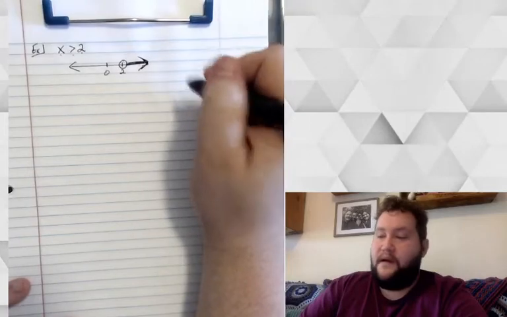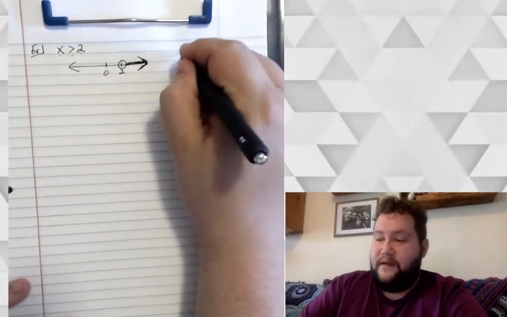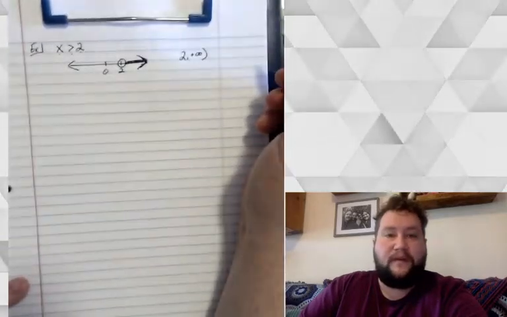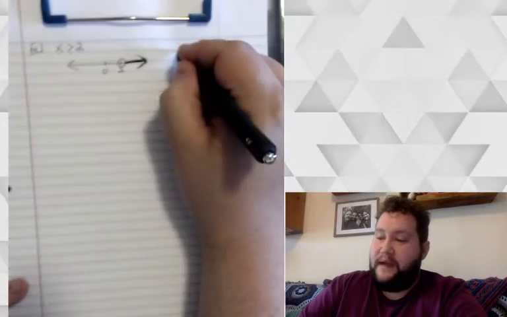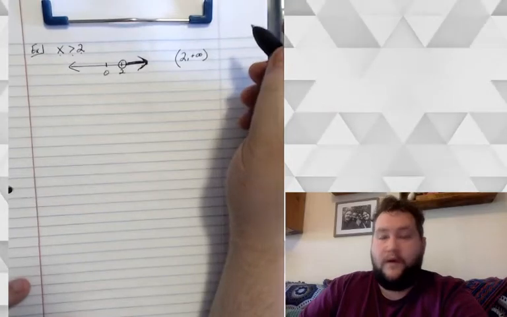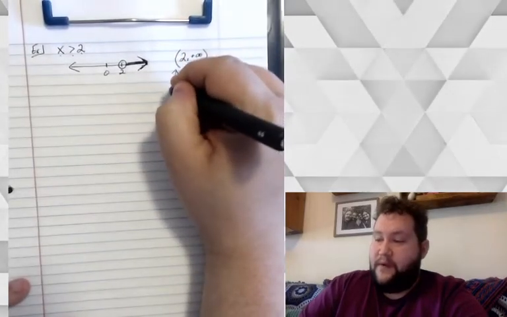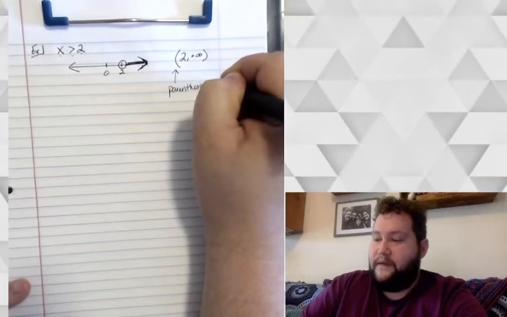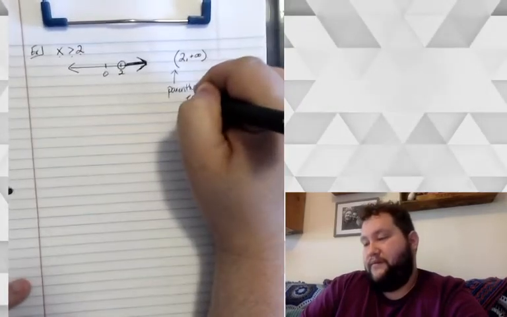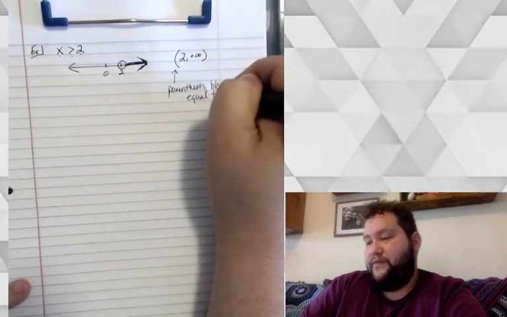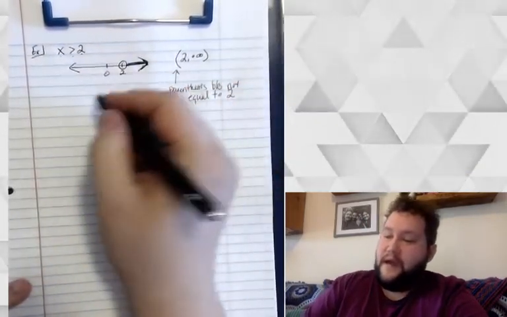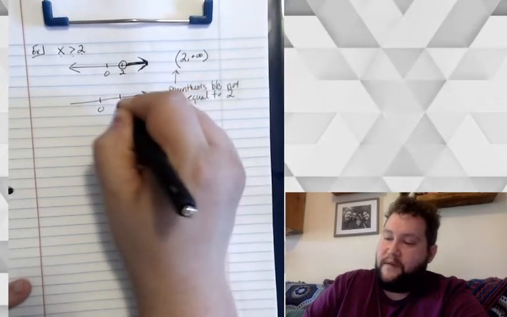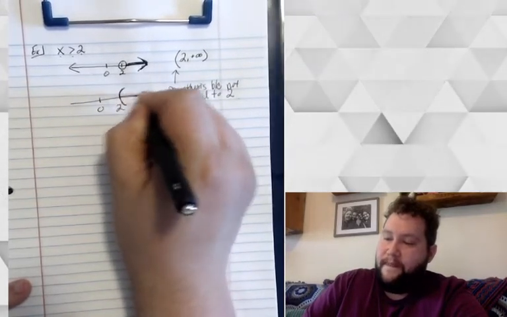And then our set notation for that is 2 to positive infinity. Well, we can never reach positive infinity, so we always put a parenthesis. But it can't equal 2, so it's an open parenthesis, because not equal to 2. And so the other way you might see this drawn, 0, 2, is with a parenthesis there, and then shaded in.